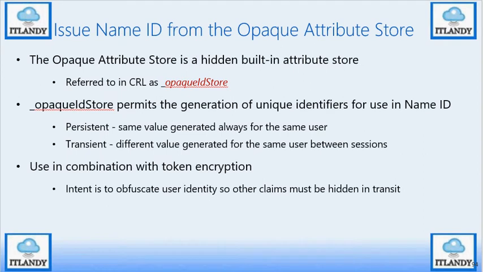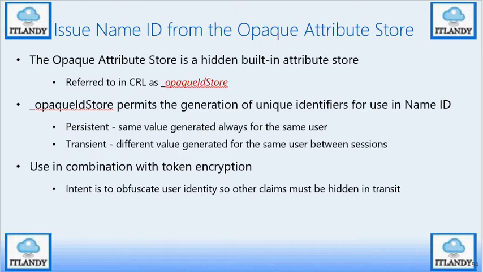The OPQ attribute store is a hidden built-in attribute store, referred to in claim rule language as the OPQ ID store. If you need to read more, there is some information about the OPQ ID store on the Microsoft website, some of the MSDN blogs. It's around the name identity in SAML assertion.